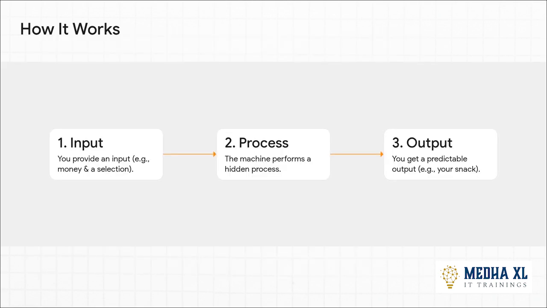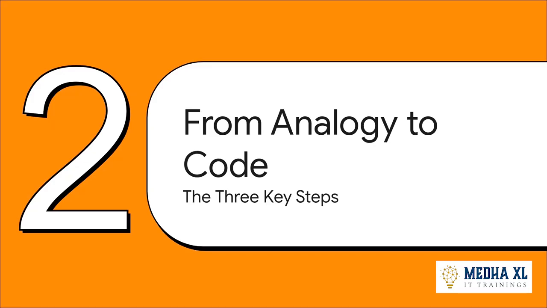The whole thing really boils down to 3 simple steps. First, you give it an input. That's your money and your selection. Step 2, the machine does its thing, a hidden process. And step 3, you get a predictable output, your snack. Functions work in that exact same way. Input, process, output. Okay, that's the big idea.